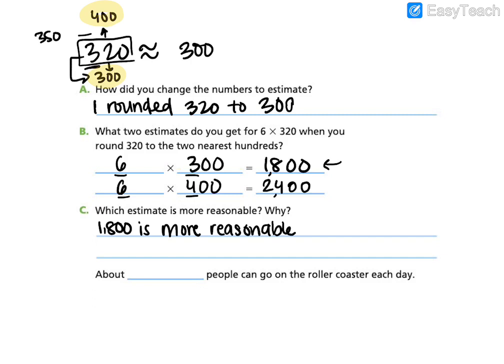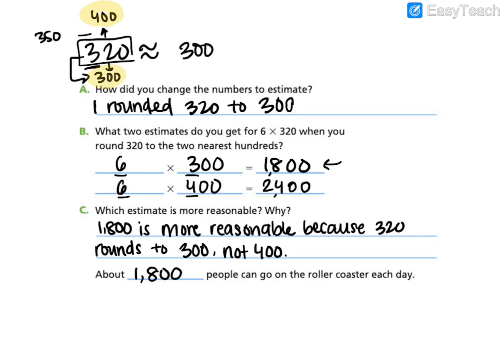So we can say something like that, right? 1,800 is more reasonable because 320 rounds to 300, not 400, right? It's closer to 300. It is below that halfway point in our hundreds. So to answer its question, about 1,800 people can go on the roller coaster each day.